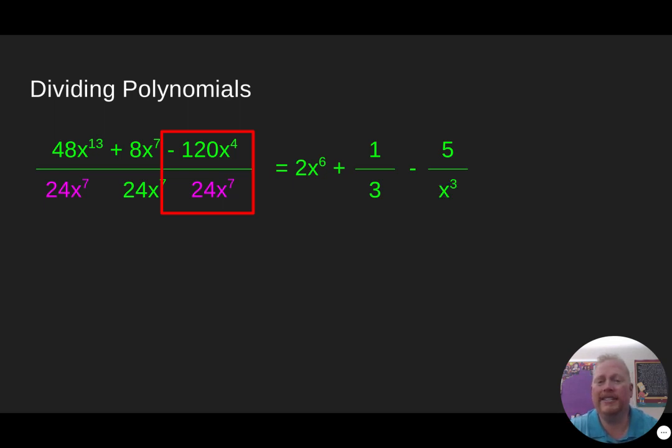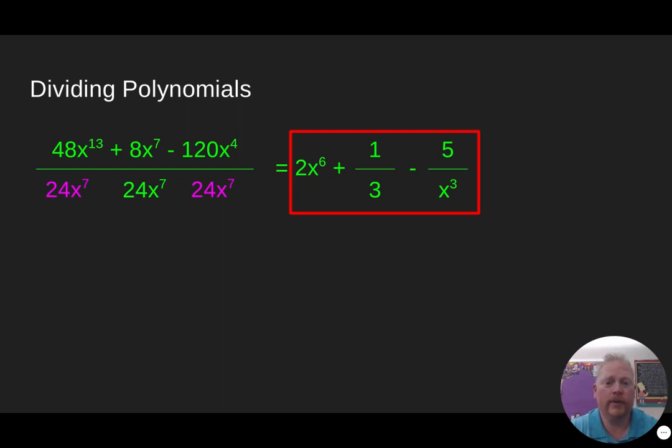The purpose of this example is to show you that it is possible in your final answer that you can have individual fractions as part of the answer. In our first example, everything worked out perfectly. In this example, you still have fractions. And that's okay. The main thing is that each term in the numerator got divided by that single denominator.